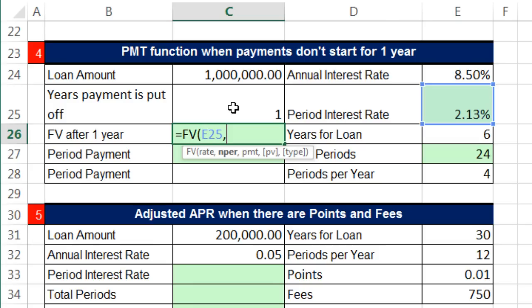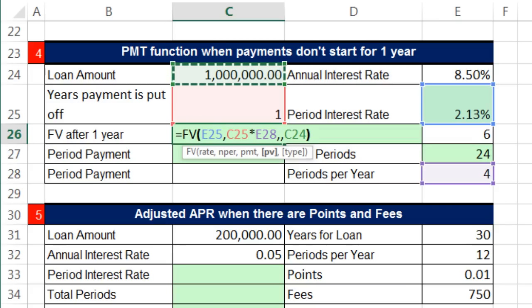I'm actually going to say total number of periods is 1 year times 4. That way, for this template, if I come back later and in that cell I put a 2, which means we put the payments off for 2 years, this formula will calculate correctly with the total number of periods. So the total number of periods is just 1 times 4, which is 4. Comma. We don't have any payments that we're making here, but we do know what the present value is. So we get the $1 million, and it is positive. Now, the type is end.